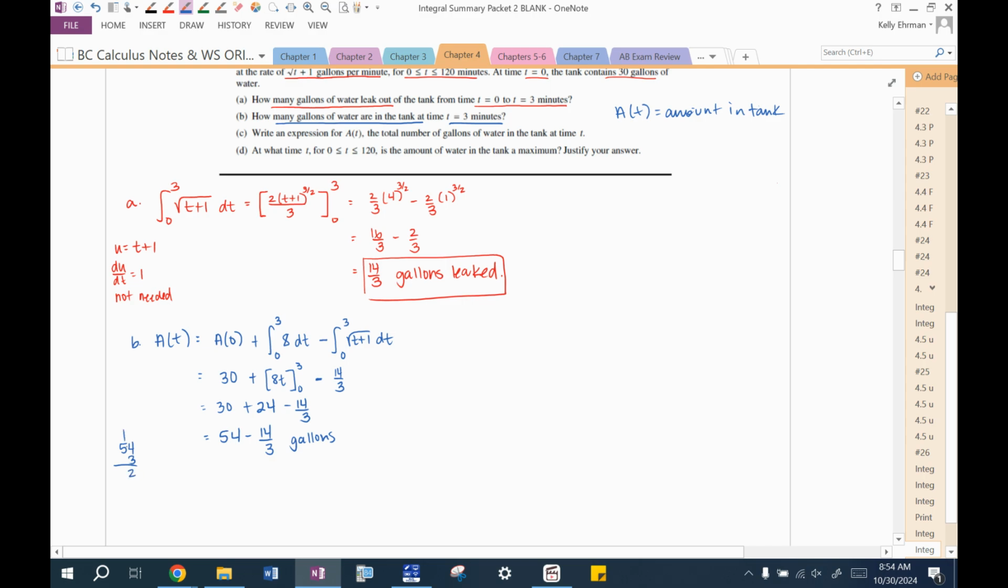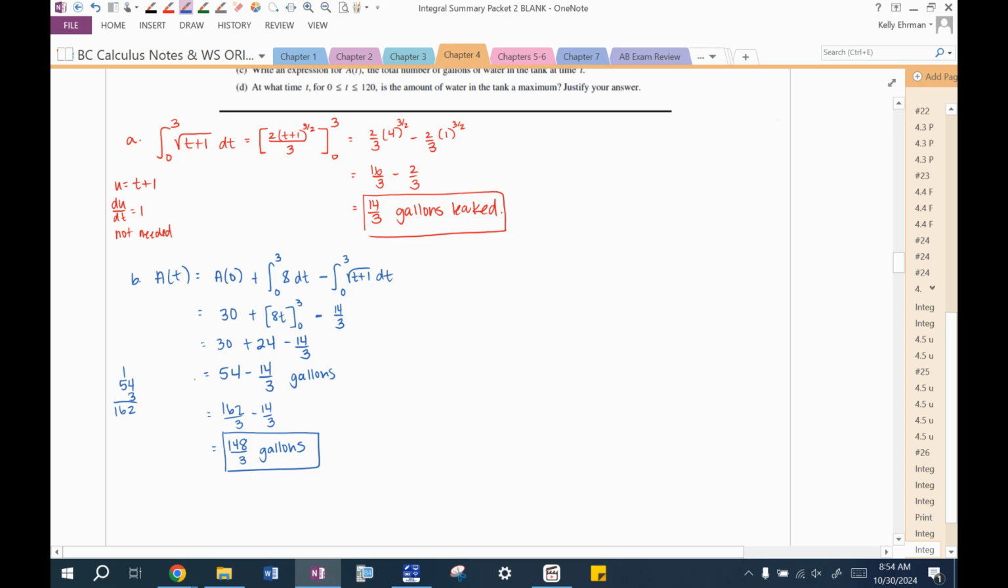It's 12. That's 15 plus 1. That's 162 over 3 minus 14 over 3. So I'm getting, what is this? 148 over 3 gallons. I like to think that we can all do this math, but if you feel like you're going to make a mistake or if you're pressed for time, you could circle this answer. I think that would be okay.